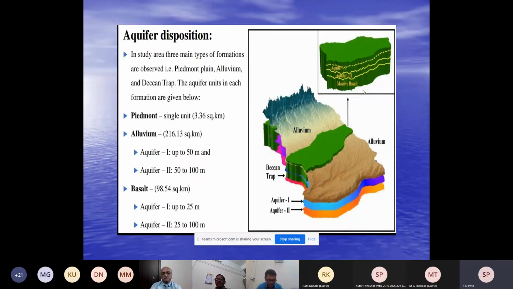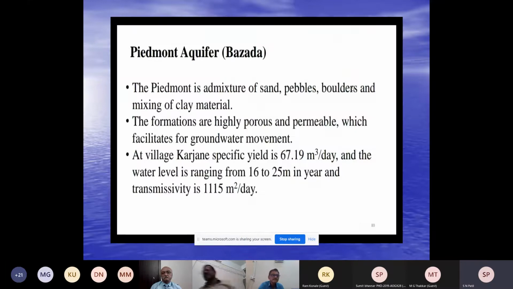Piedmont plain, alluvial, and Deccan Trap. Piedmont has 3.36 square kilometer area, alluvial has 216 square kilometer area, and basalt has 98.54 square kilometer area. Then the first aquifer is up to 25 meter, and the second aquifer is from 25 to 100 meter.